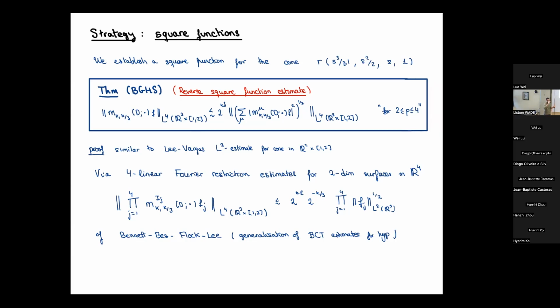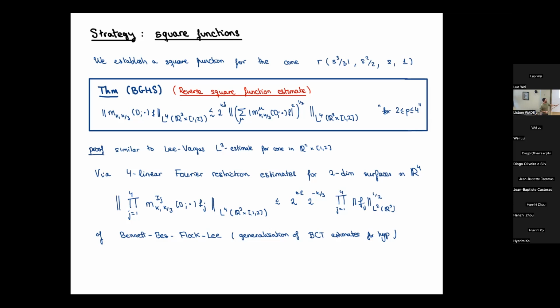So it's not as difficult as the new developments. Here we use essentially the same method of Lee and Vargas. In their case, it's trilinear estimates because they are in R3. In our case, it's linear Fourier restriction estimates for two-dimensional surfaces, because we have a two-dimensional cone. We have this helix in R3, and a cone generated by this helix.